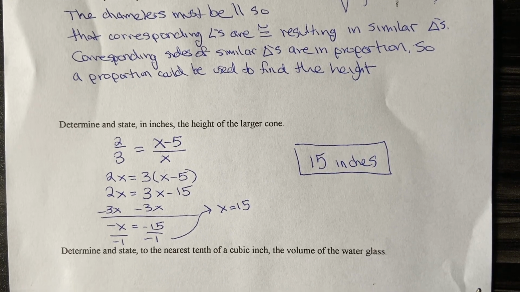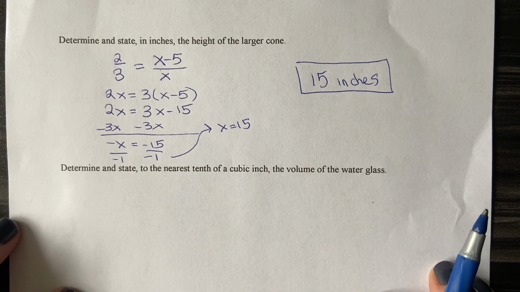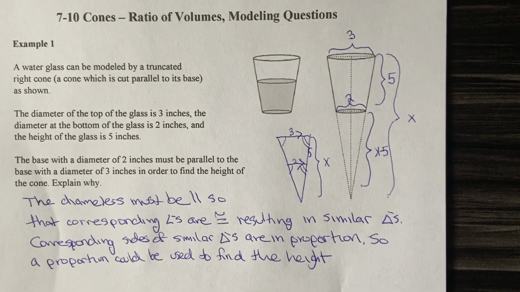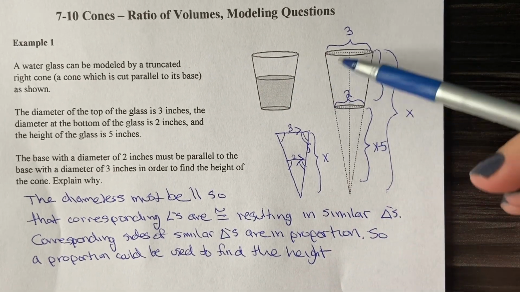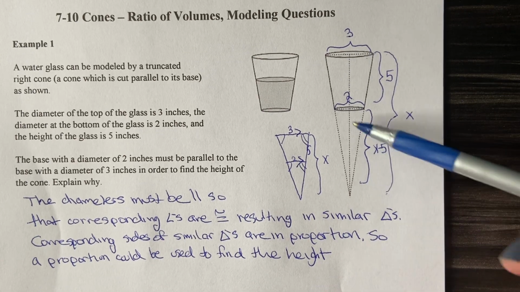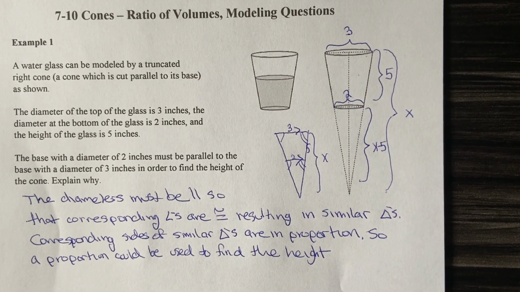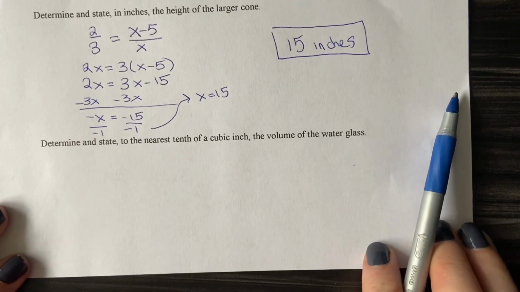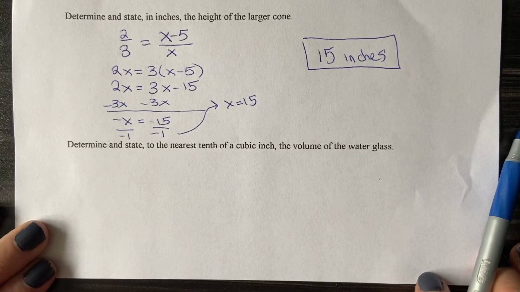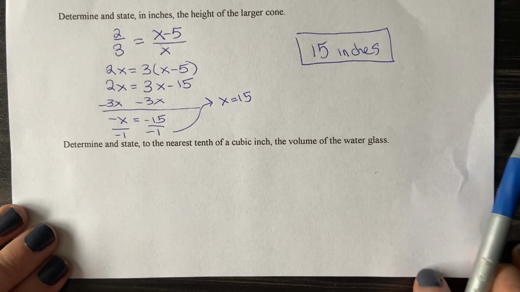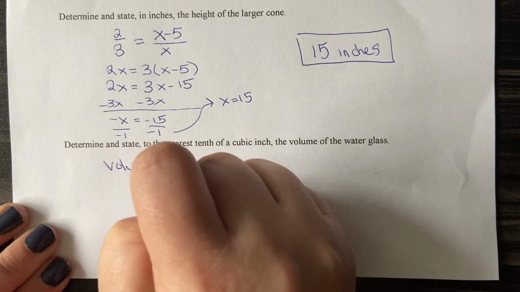Okay, so then at the bottom it says determine and state to the nearest tenth of a cubic inch the volume of the water glass. If we go back up here, they just want the volume of this whole glass. So what we can do is find the volume of the whole cone, then the volume of the smaller cone, and subtract the two, and that's going to give us what's left over. That's our train of thought. So starting with the volume of the large cone. That's what I'll label it: volume of large cone.